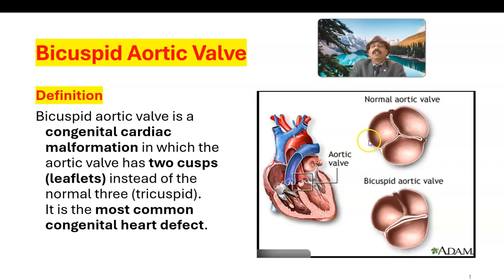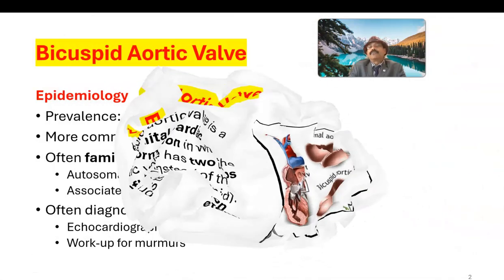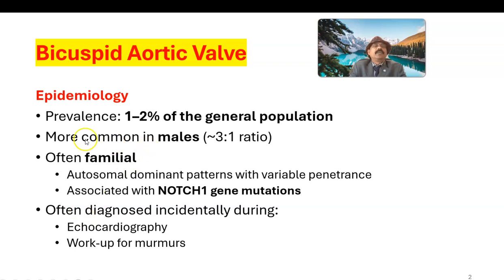So this is a normal aortic valve. It has three cusps. This is a semilunar valve. It guards the ascending aorta. So in bicuspid aortic valve, we have one cusp here, another cusp here. So two cusps instead of three cusps.